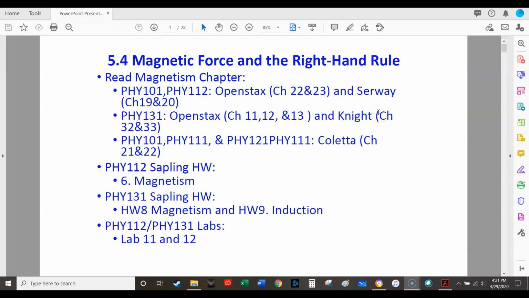Hi everyone, we are now moving on to the last part of magnetism. It is 5.4 and it's the right-hand rule. So how do you get a magnetic force using the right-hand rule? And we're going to be applying it to particles and wires and rings and everything that we've learned before.